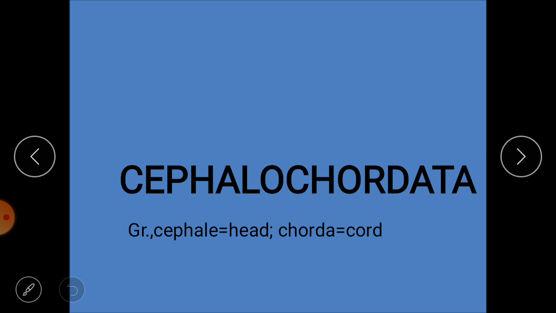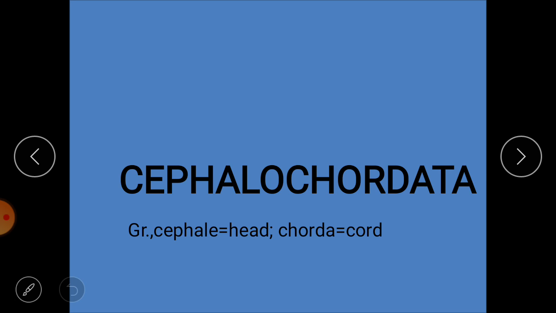In the last class you studied Urochordata, which included general characters, examples of Urochordata, and retrogressive metamorphosis. In this class, Cephalochordata and their general characters are the concepts that you are going to study. Before knowing the general characters, you should know what Cephalochordata is.